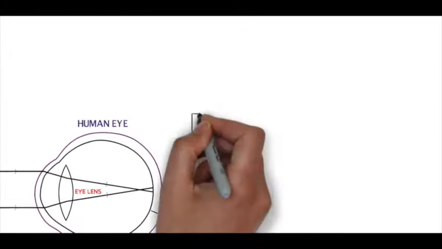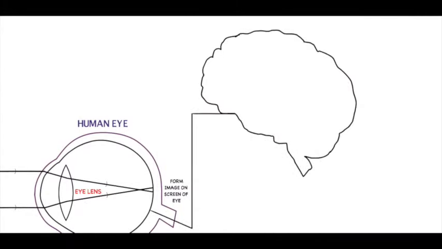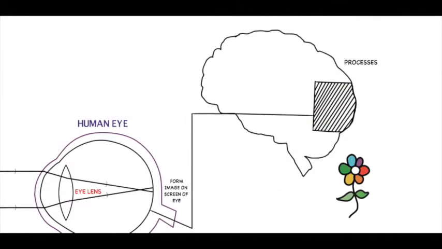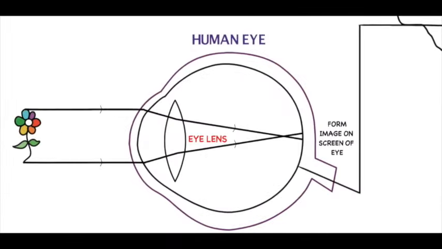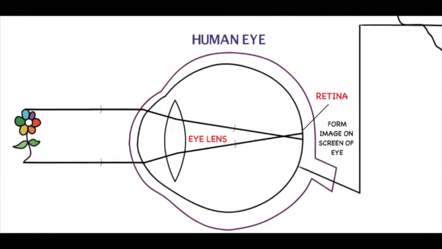The information received on the screen will be transmitted to the brain in the form of electric signals. Here it will be processed and an image will be formed in front of us. The screen or the sensor on which the image is formed is called the retina. The nerve which takes the information to the brain is called the optic nerve.